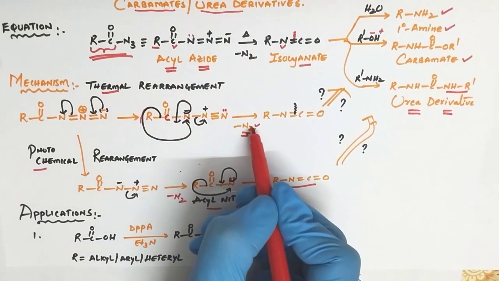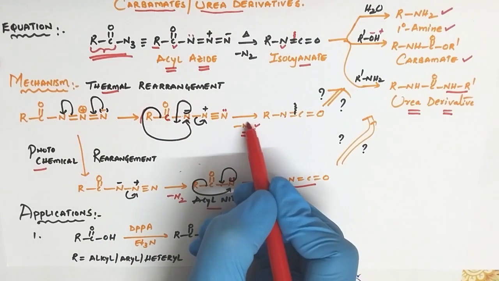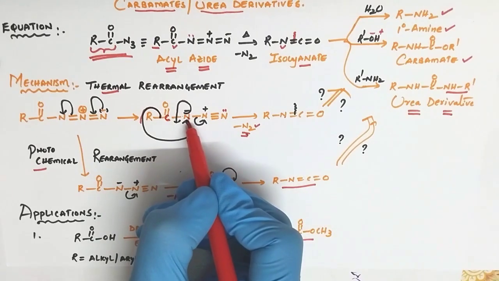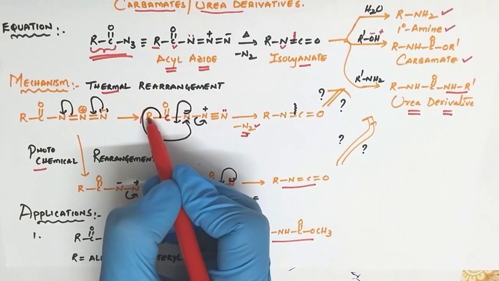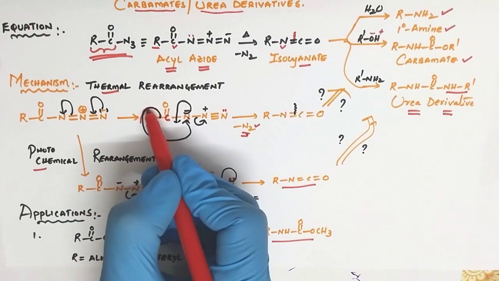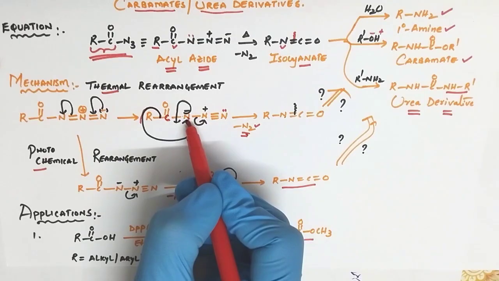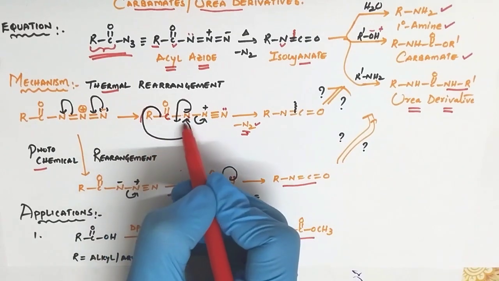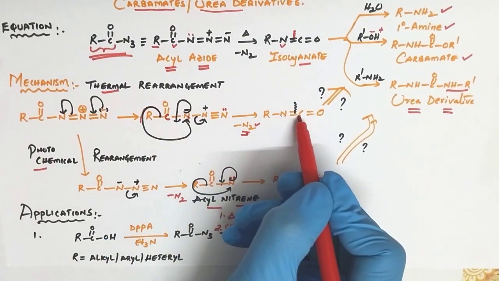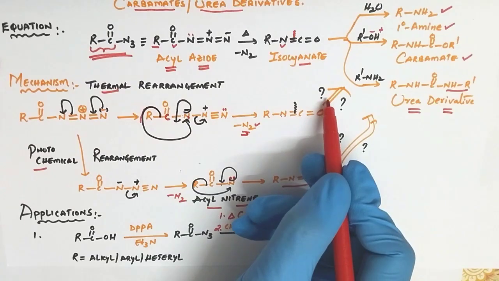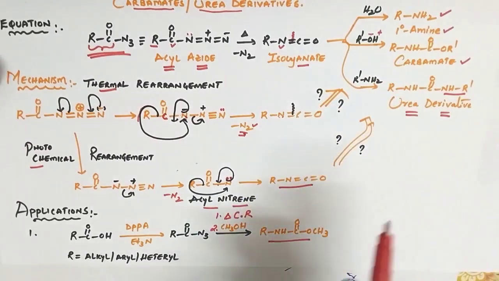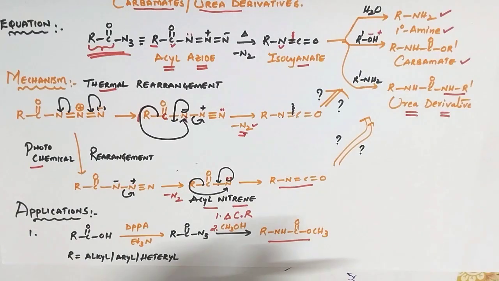Already we know that in the first point, by the removal of N2, we are creating positive charge here or not? The positive charge needs negative charge or not? That's why the R is removed in the form of R minus and approaching towards that N plus. Thereby R-N double bond C double bond O. This can be subjected to further treatment for the formation of primary amines, carbamates or urea derivatives.